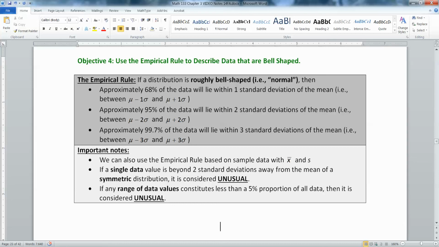The last part of looking at standard deviation is to talk about the empirical rule. Now, the empirical rule states that if a distribution is roughly bell-shaped, i.e. normal, that's the other word for that, then approximately 68% of the data will lie within 1 standard deviation of the mean, 95% will lie within 2 standard deviations of the mean, and 99.7% of the data will lie within 3 standard deviations of the mean.